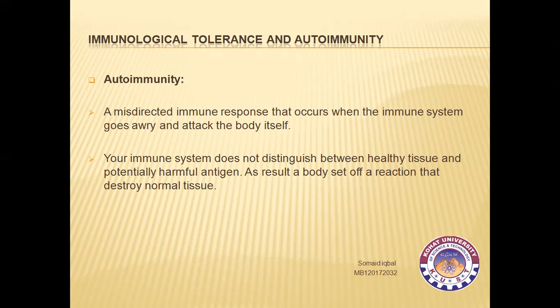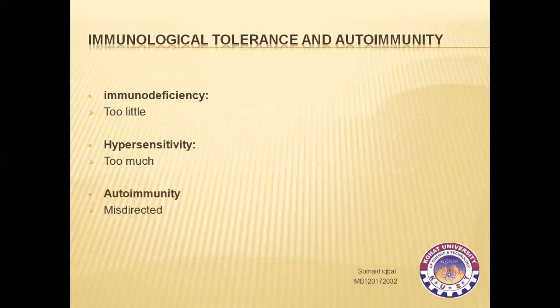In autoimmunity, your immune system does not distinguish between healthy tissue and potentially harmful antigens. As a result, the body sets off reactions that destroy normal tissue. If there is too little immunity, then it is called immunodeficiency. If there is too much immunity, then it is called hypersensitivity. But if our immune system is misdirected, then it is called autoimmunity.